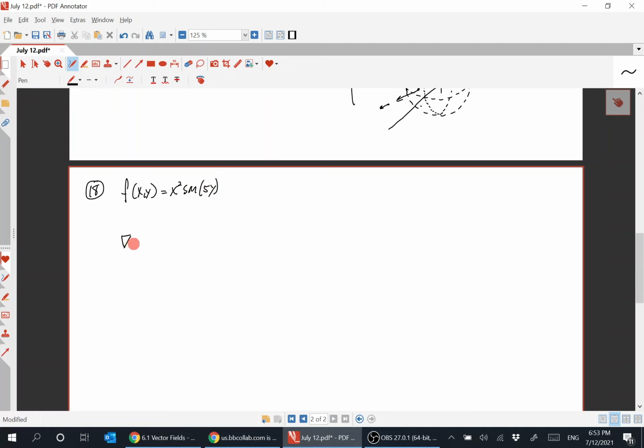So the gradient vector field, del f, is equal to the vector field of these partial derivatives: the partial derivative with respect to x in the x-coordinate, and the partial derivative with respect to y in the y-coordinate. So this vector field is going to be <2x sine 5y, 5x squared cosine 5y>.